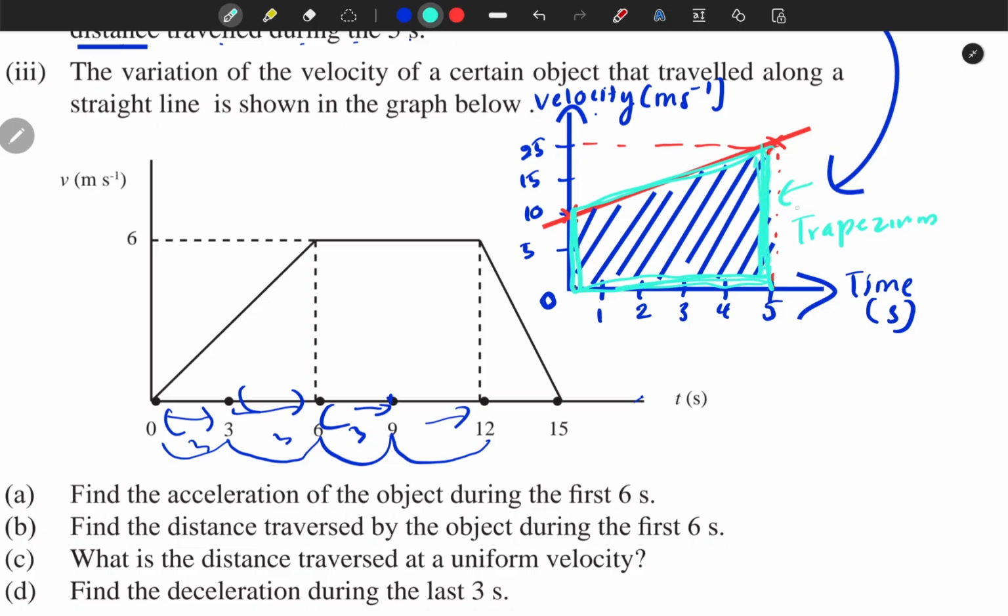This is my base, right? I see this as the base because it's longer than this side. And this is my perpendicular distance.